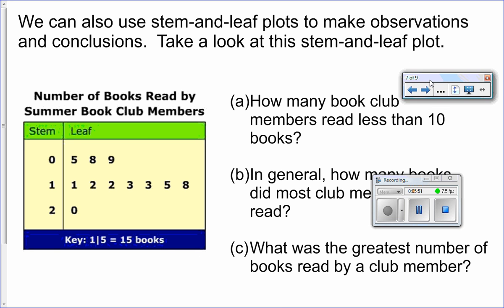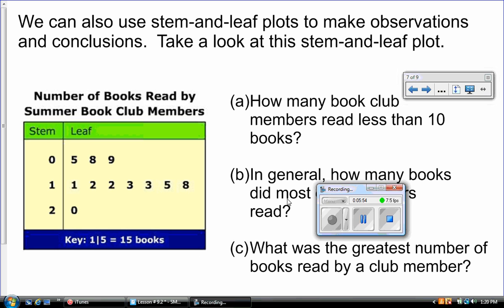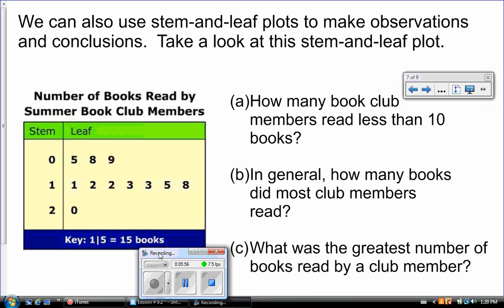All right, let me just get these boxes out of the way. We can also use stem and leaf plots to make observations and conclusions. Take a look at this stem and leaf plot. This stem and leaf plot shows the number of books read by summer book club members. Okay, and they're just showing you the key right here. So this vertical line 5 means 15 books.